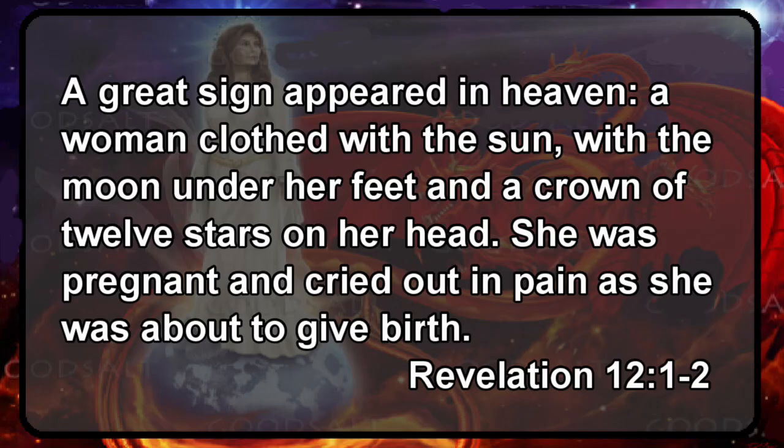Revelation 12:1, a great sign appeared in heaven. A woman clothed with the sun, with the moon under her feet, and a crown of 12 stars on her head. She was pregnant and cried out in pain as she was about to give birth. So who is this woman? This is probably the most debated image in this chapter. This woman has been identified as everyone from the church to the Virgin Mary.